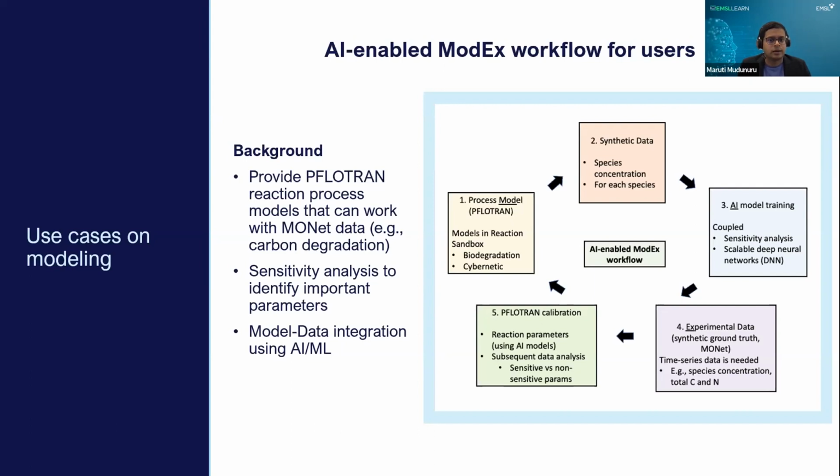And once you have that information, then you couple with the experimental data. It can be either synthetic data or the Mooney data or any other data that EMSL users are trying to gather. So for instance, to calibrate reaction network parameters, you need time series data, at least a couple of points in time, showing how the concentration changes over time, or how the carbon degrades over time. Once you have that information, you calibrate and run it in an iterative fashion so that you get a really predictive, good model. So that's what this AI-enabled ModEx workflow is about.